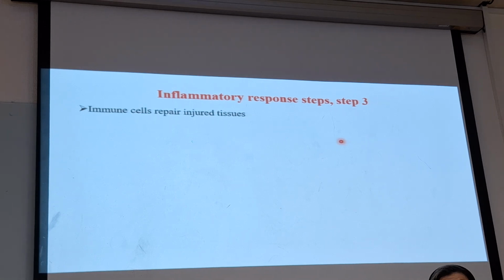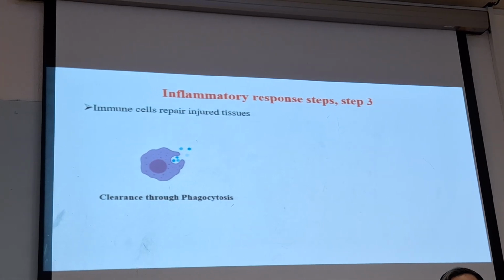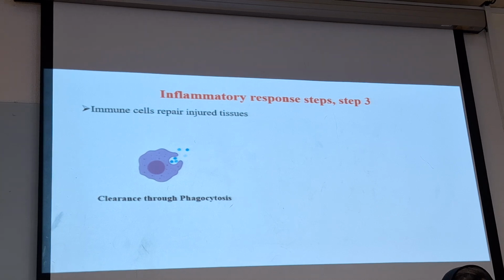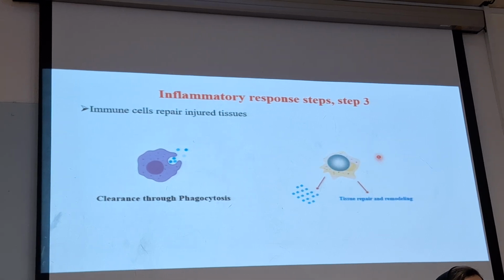But in step 3 of inflammation, after accumulation of many leukocytes into the site of inflammation, into the site of infection or injury, the third outcome of inflammation is repairing and tissue remodeling, because some leukocytes like macrophages, at the site of infection or site of injury, and also alternative monocytes.